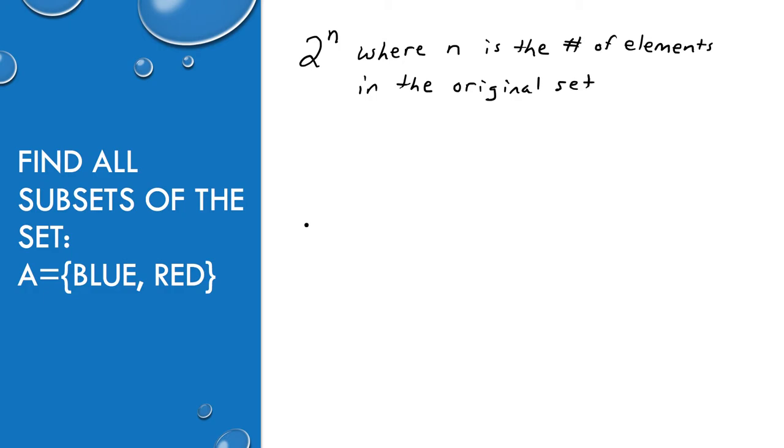What that means for this example is, my set A has 2 things in it. It has blue and it has red. So the n value is going to be 2. So I'm going to do 2 to the second, which is really just 2 times 2, and that equals 4. So I expect when I write out the subsets for this particular set that I will have 4 of them.